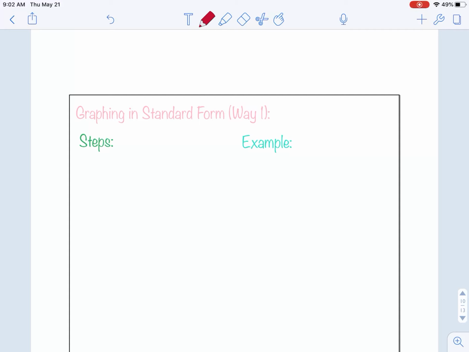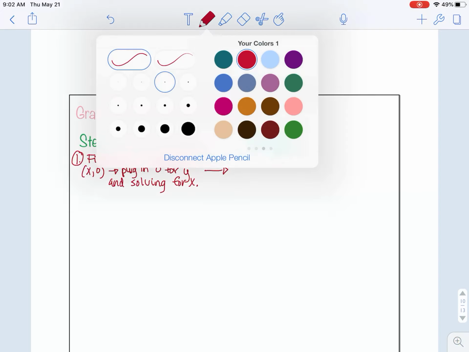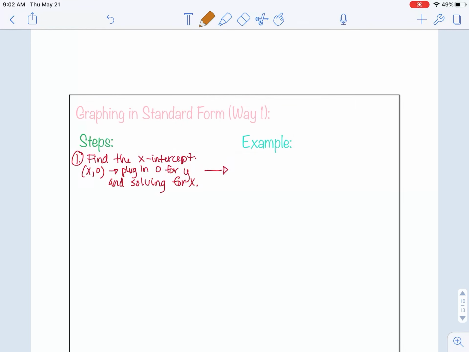So graphing standard form, the first thing we do is we find the x-intercept, which is x, 0. We do that by plugging in 0 for y and solving for x. So let's look at an example here. If I have the equation 3x minus y equals 6, this is standard form.